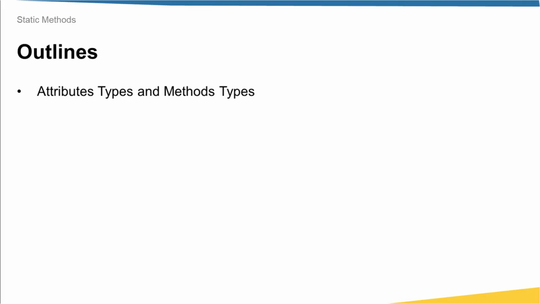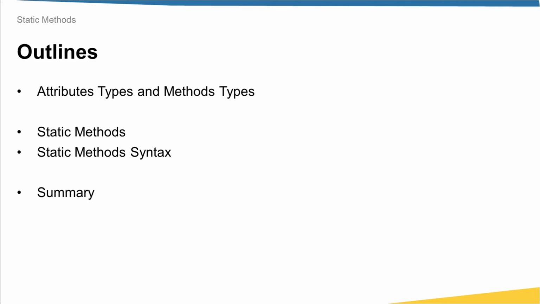First of all, I'll start this lecture with a quick review of the attribute types and method types. Then we will talk about a new type of method, which is static methods. And we will learn how we can define static methods in Python. And as usual, I'll end this lecture with a quick summary. So let's get started.